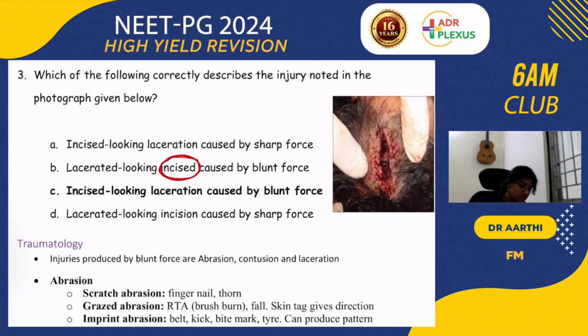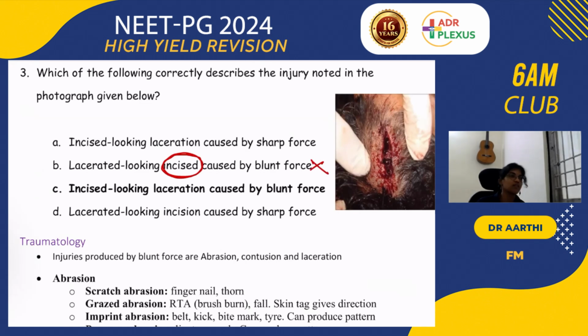Incised, it's an incision. It cannot be produced by a blunt force. Similarly, incised looking laceration. A laceration cannot be produced by sharp force. Right. So among these two only you have. Now I'm able to see the tissue bridges over here. Again, in your exams, they will give you a much clearer image. Don't worry about it. So it's an incised looking laceration.